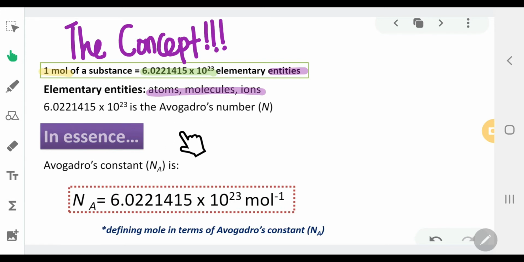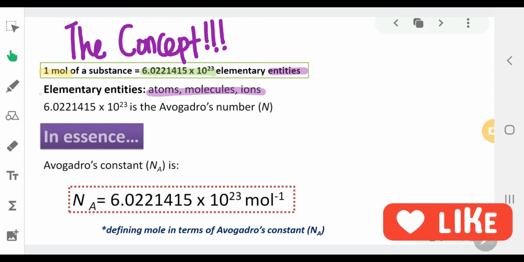Therefore, in essence, the Avogadro's constant is the same number, but the constant will have the units of per mole. That means in each mole, you will have 6.0221415 times 10 to the power of 23. So this is the Avogadro's constant. It will be a very important constant when we are talking about the MAMOVONO relationship.